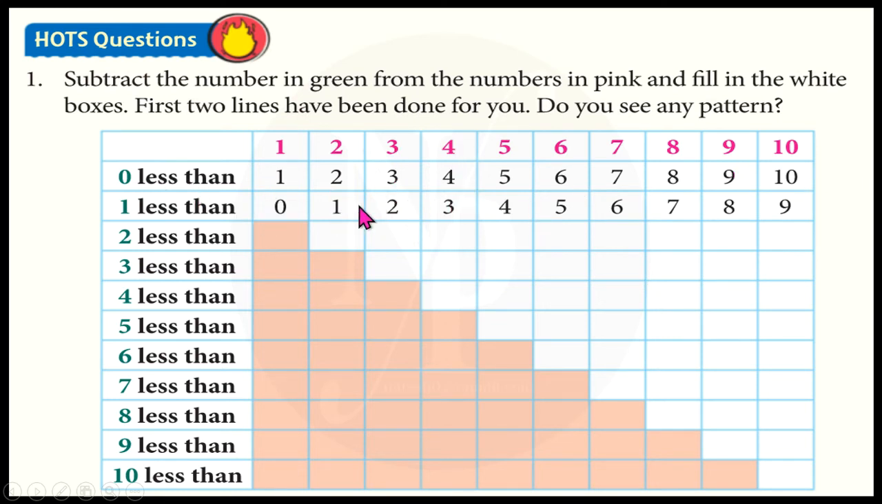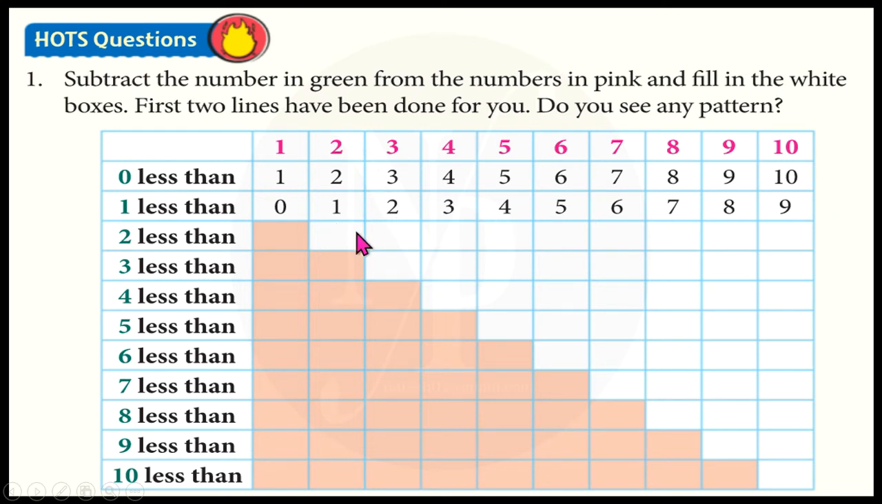In the second row, it is given here as 1 less than, and we should find 1 less than this number which is given in pink. That is, 1 less than 1 is 0. On subtracting 1 from 1 we get 0 as difference. And then 1 less than 2. Subtracting 1 from 2 we get 1 as difference. 1 less than 3 is 2. 1 less than 4 is 3, and so on like this.